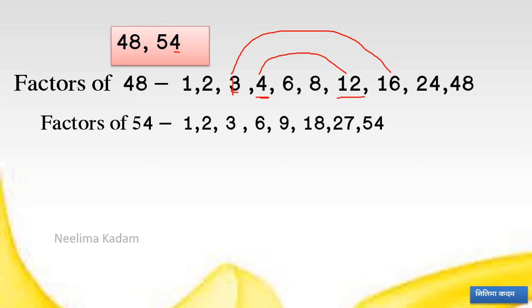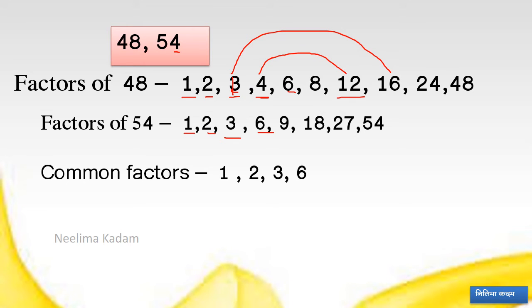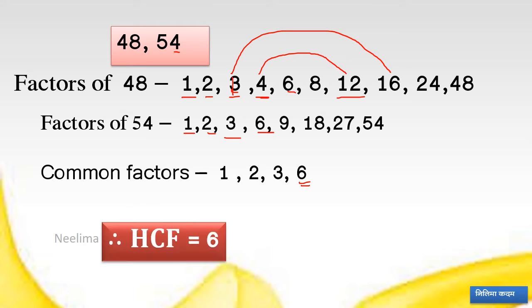Now, next step, what we have to do? Common factors. So, which are the common? 1, then 2, 3, 6. Okay. So, common factors are 1, 2, 3, 6. Now, out of these, which is the highest one? Yes, 6. And therefore, the HCF of 48 and 54 will be 6. Okay.